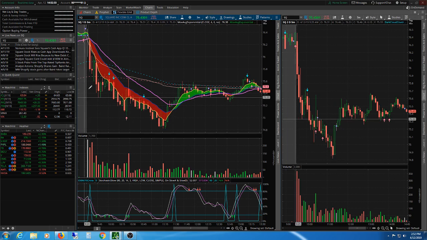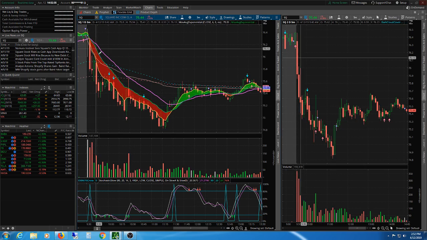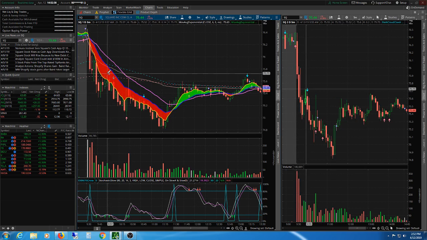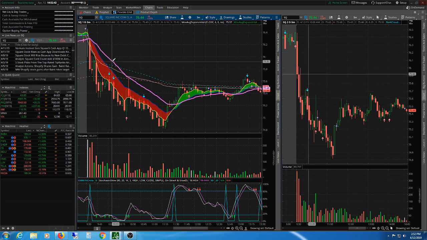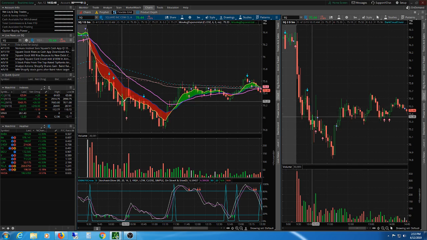Looking over here on the 3-minute chart, here we had bearish engulfing below all these moving average lines, and we had this red cloud. That would have been a nice entry. Could have written it down.